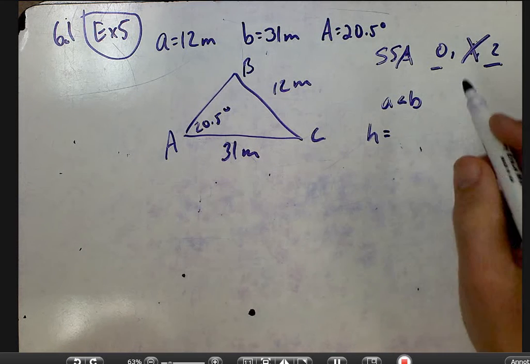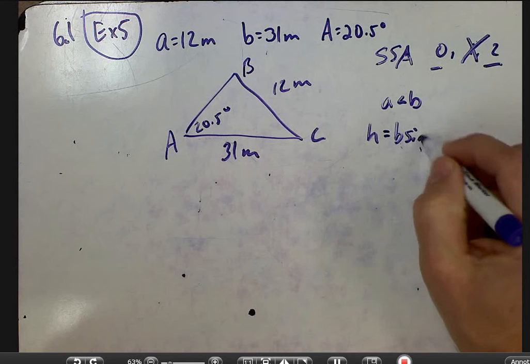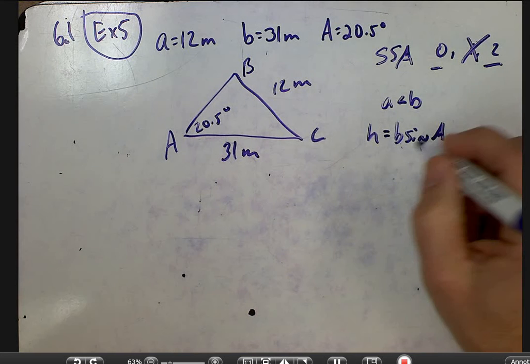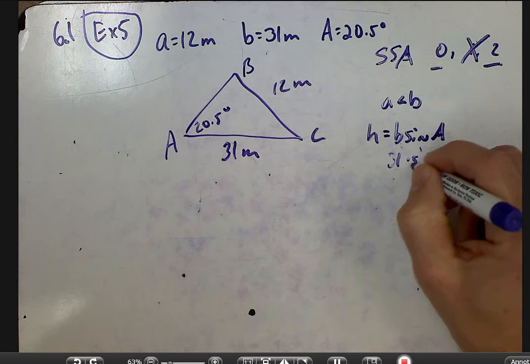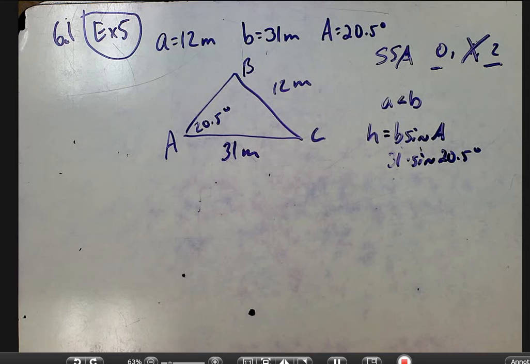Now I have to find the H, as we have done on the last two problems. And H, if you recall, is B sine A. So that's going to be 31 times the sine of 20.5 degrees, which is 10.86.